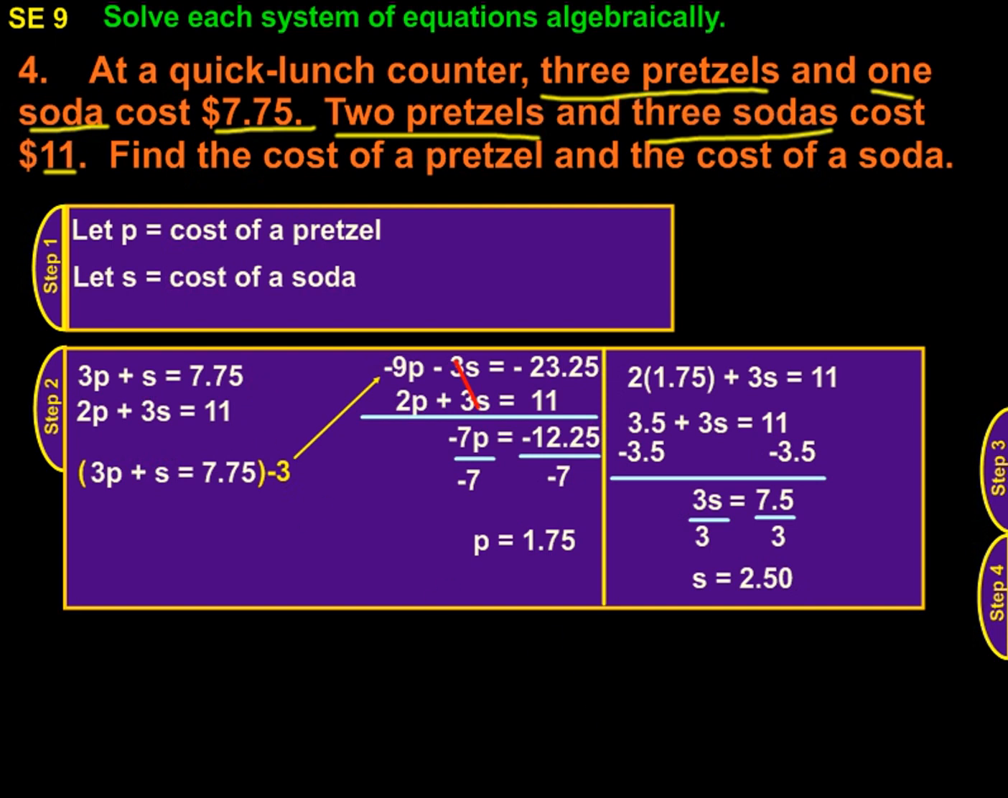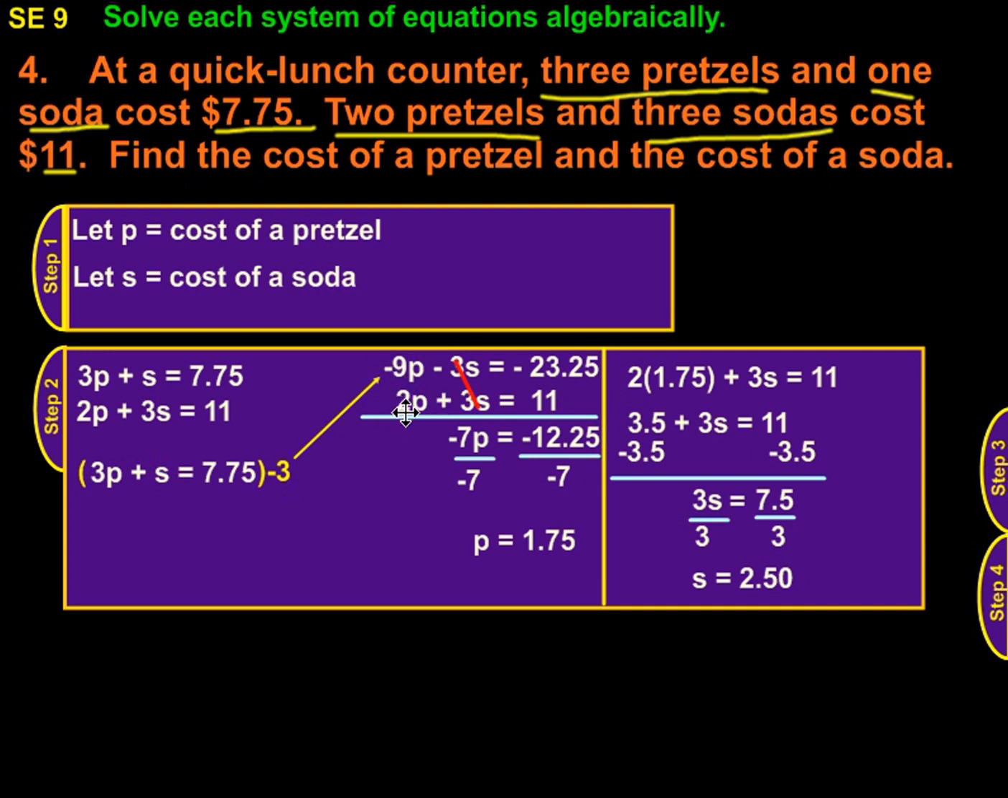So after I created those two equations, I now need to think about which variable I want to get lined up so that I can eliminate it. And I've chosen to eliminate s. So in order to do that, I'm going to take the 3p plus s equals 7.75, and in order to get a negative 3 on the s, I need to multiply the entire equation by negative 3. So I'll distribute negative 3 throughout the whole equation, and that's going to give me negative 9p minus 3s equals negative 23.25. I pull the other equation underneath without changing anything on it and add the two equations.